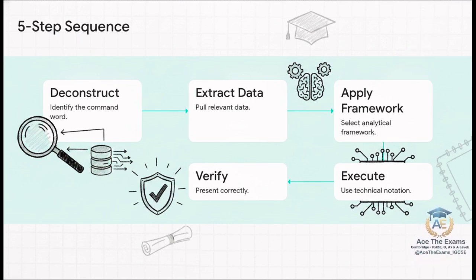Let's see how this builds into a standardized 5-step sequence. Step 1, deconstruct the prompt. You literally circle the command word. Is it describe, explain, or evaluate? Because each of those demands a completely different approach.